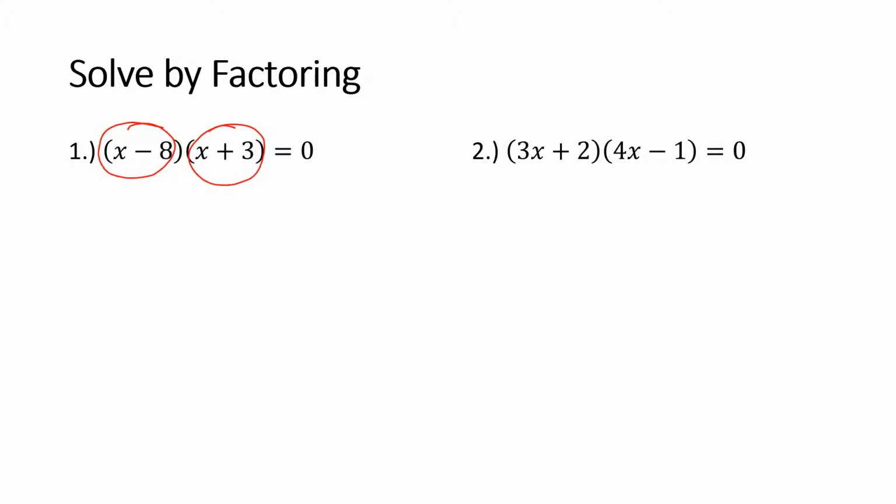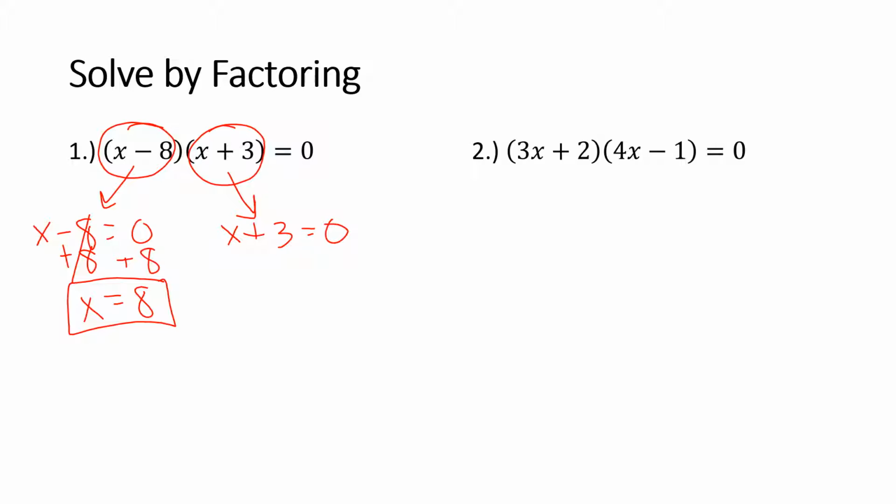We know that from the zero product property, if x minus 8 times x plus 3 equals 0, then one of those factors has to be equal to 0. So either x minus 8 is equal to 0, or x plus 3 is equal to 0. And all you have to do is solve for x in both equations. So on the left side, if you have x minus 8 equals 0, to get x by itself, we're just going to add 8 to both sides. So here our final answer is x equals positive 8.